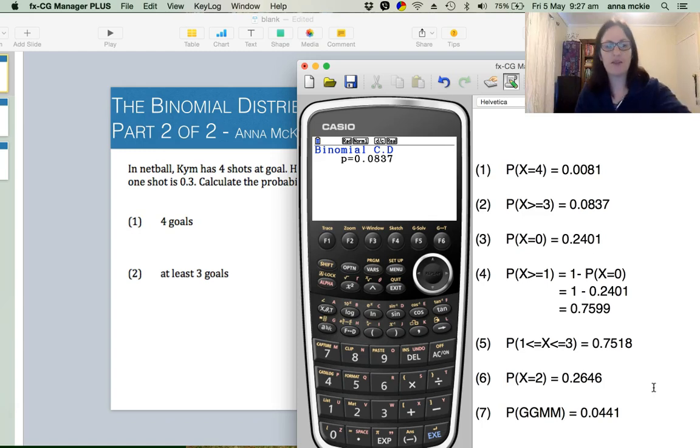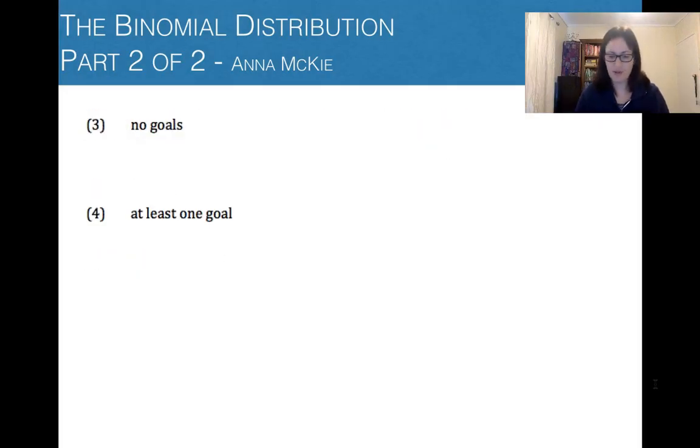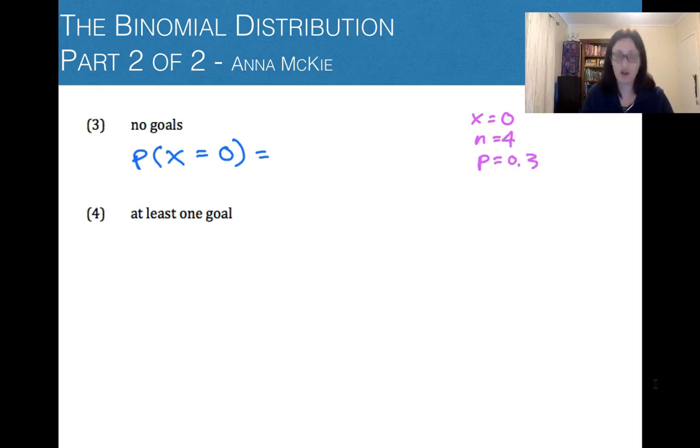Okay, back to my other screen, and we're doing some different ones now. So what are the chances, the probability of getting no goals? So our probability statement would be P of X is equal to 0 in this case. And off to the side, write what we're going to do. So we've got X, N, P here. Our X is no goals, N is 4, P is 0.3. Notice that they stay the same during the whole question. So we'll come back and put that in a minute.